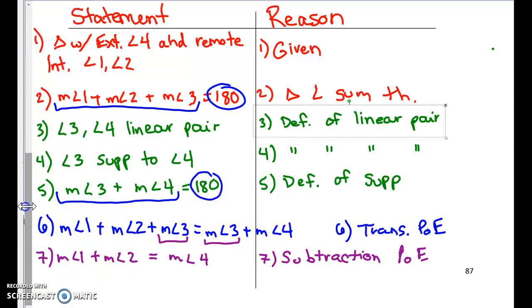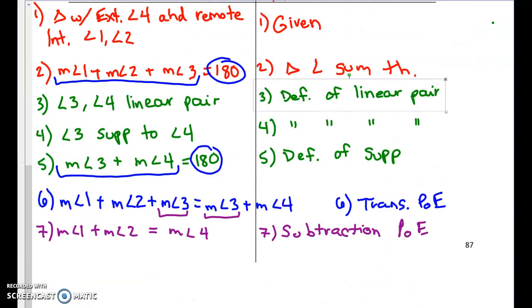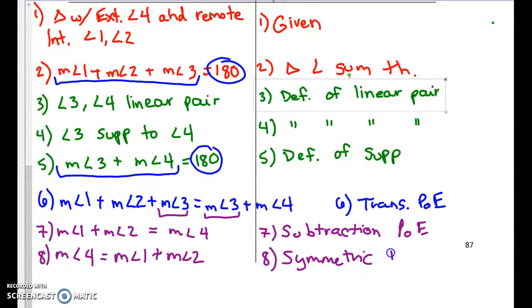That isn't exactly what I'm looking for, though. I'm looking for the statement measure of angle 4 equals measure of angle 1 plus measure of angle 2. I'm so close. Last thing I need to do is take this and flip it around. So my very last step, step 8, I'm going to say that the measure of angle 4 is equal to the measure of angle 1 plus the measure of angle 2 by the symmetric property of equality. And we have finished the proof.